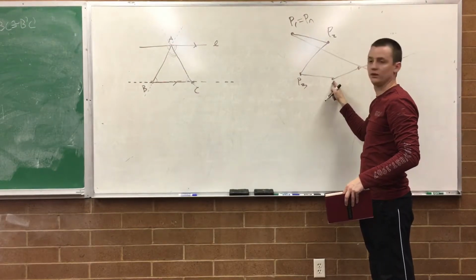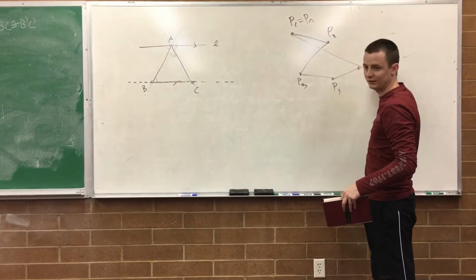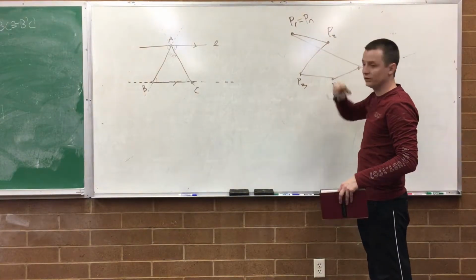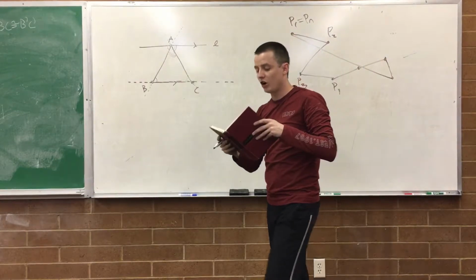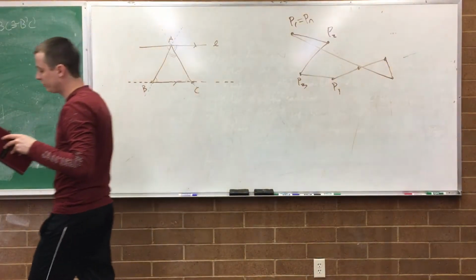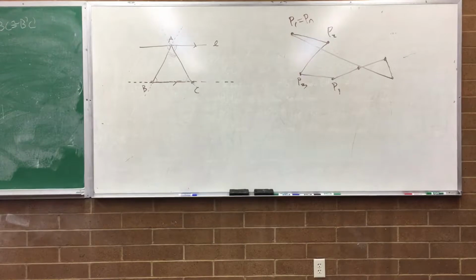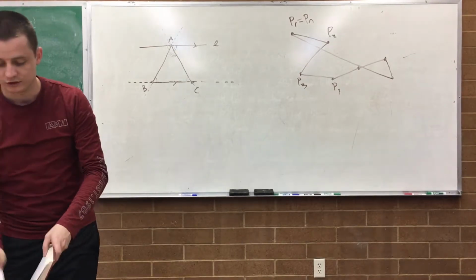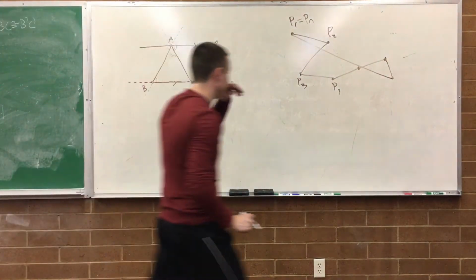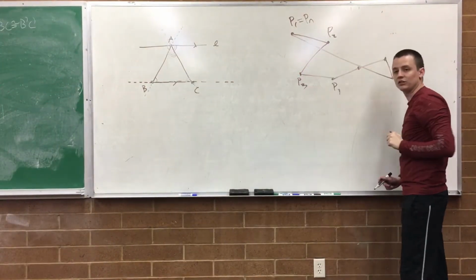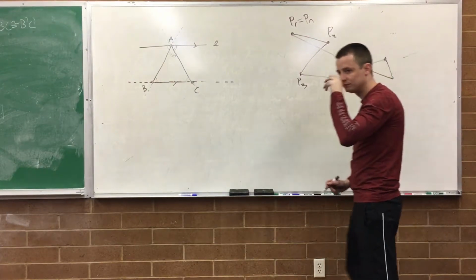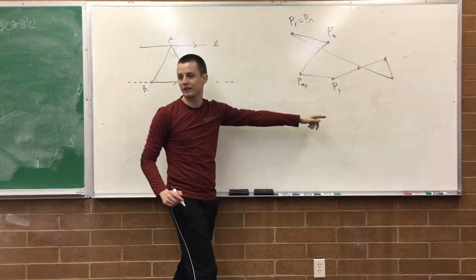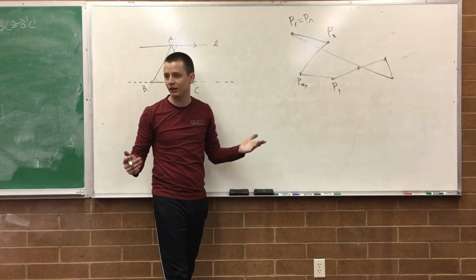So P3 to P4, that's a side. P4 to P5, that's a side. P1 to P2, that's a side. So let's read it again. If the vertices are all different and no two sides have a point in common, then the polygon is called simple. So it's called a simple polygon, basically, if we don't have any sides intersecting, and none of the vertices are the exact same vertex. So none of the points are the exact same point, and none of the sides intersect.